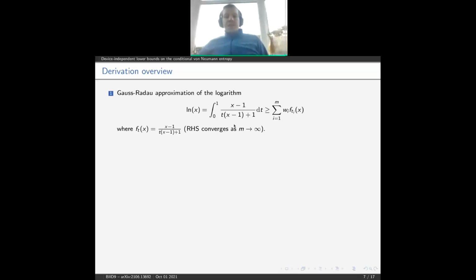And using a technique known as Gaussian quadrature, you can approximate an integral by a weighted sum of the integrand evaluated at different points. So if we write f_t of x as this integrand, we can approximate this integral here, which is the logarithm, by some sum of some weights times f_{t_i} of x. And this value m here is just some natural number, and you can choose it. As you increase m, the idea is that these approximations of the logarithm get more and more accurate.